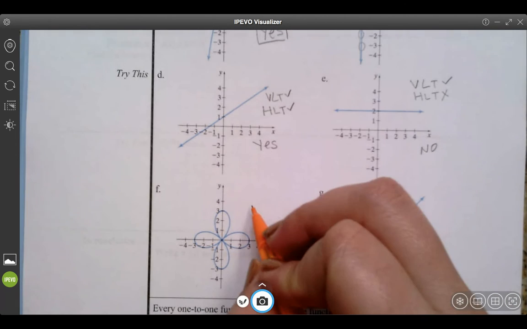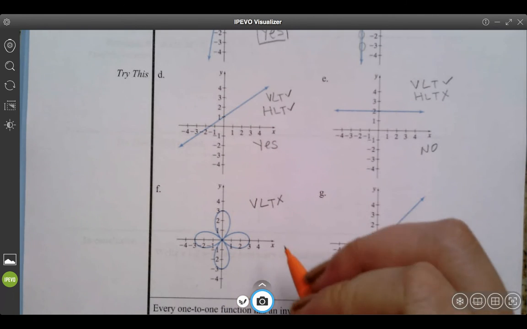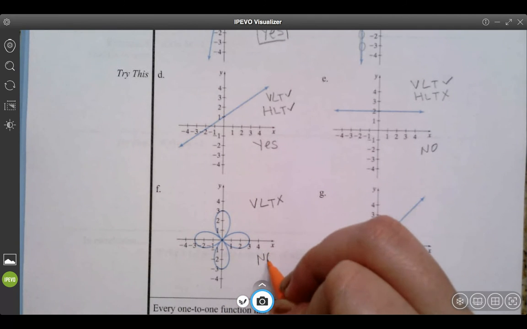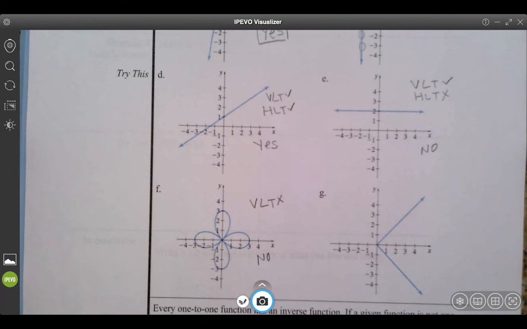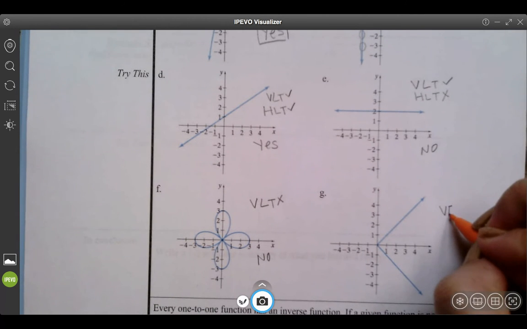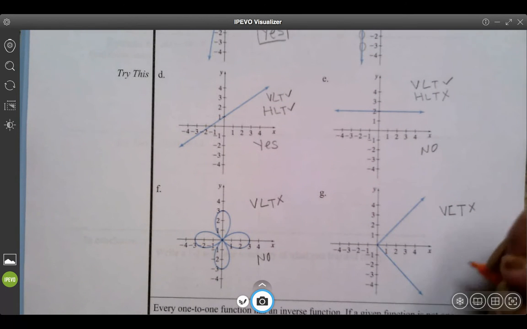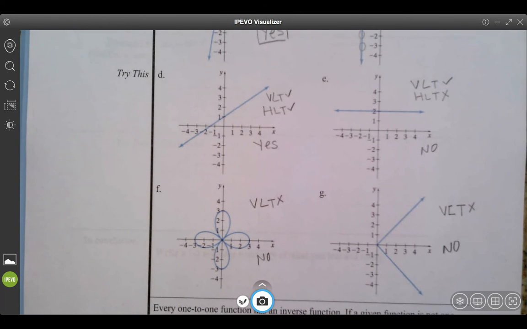F, does it pass the vertical line test? No. I could stop right there because already this is not one-to-one. And G, does it pass the vertical line test? No. So already we can stop right there because this is not one-to-one.